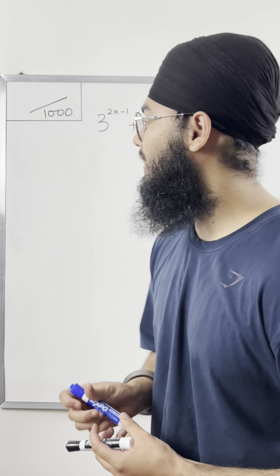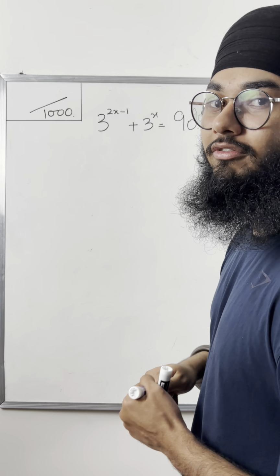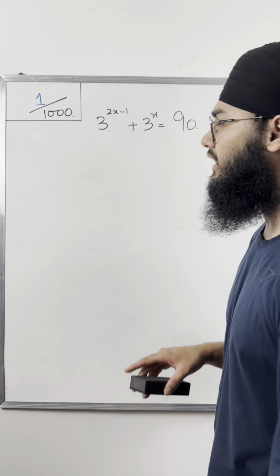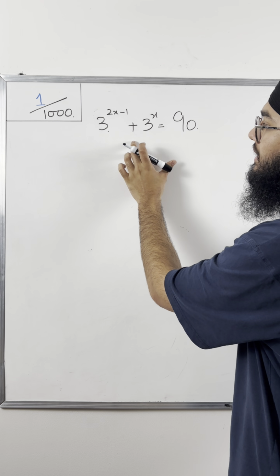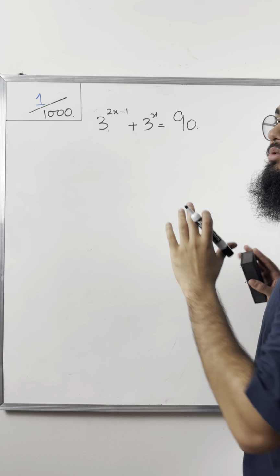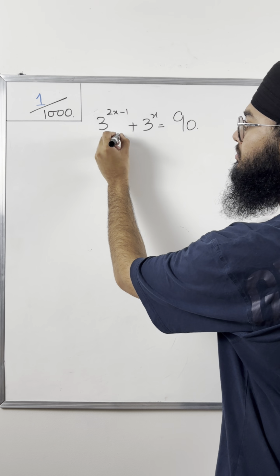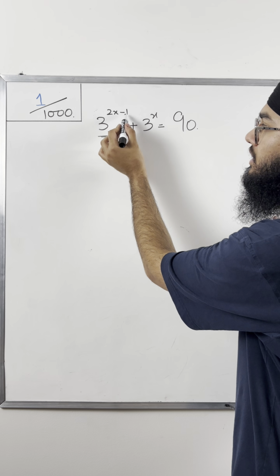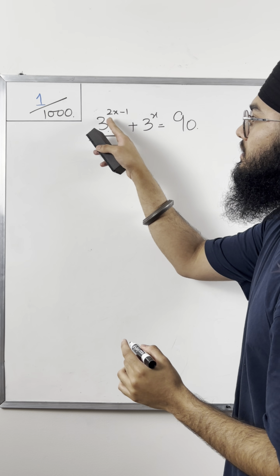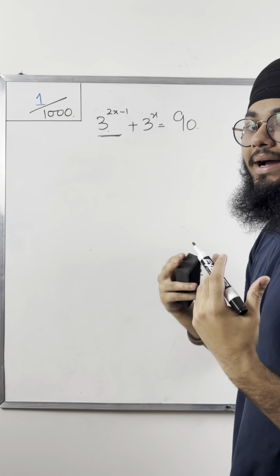So let's start with question number 1 of 1,000. So the question asks us to find the value of x, where we have 3 to the power of 2x minus 1 plus 3 to the power of x equals 90. So let's use some exponent laws and simplify this first term. So we have 3 to the power of 2x minus 1. That means this is just 3 to the power of 2x divided by 3.